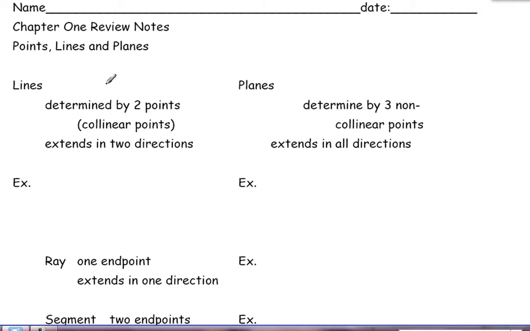Chapter 1 was points, lines, and planes. We talked about the relationships between linear pairs, vertical angles, but it all started with lines and planes. If you recall, a line is determined by 2 points. They're going to be collinear.